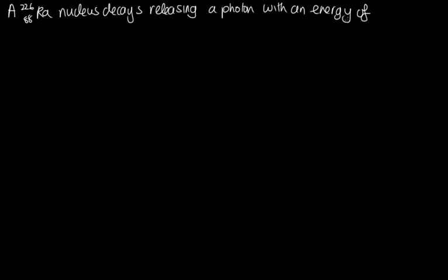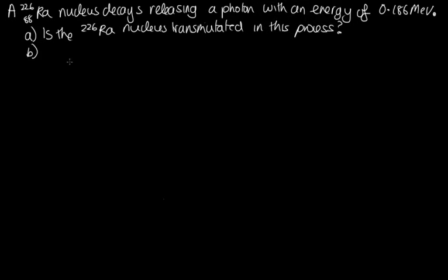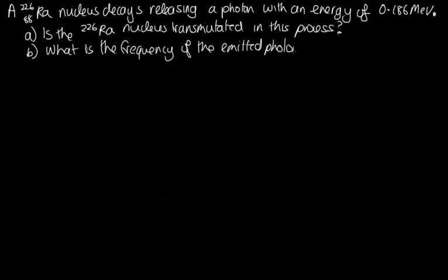So the question is, a radium-226 nucleus decays, releasing a photon with an energy of 0.186 mega electron volts. Part A. Is the radium-226 nucleus transmutated in this process? B. What is the frequency of the emitted photon? And C. What is the wavelength of the transmitted photon?